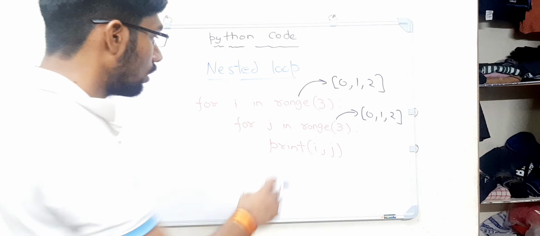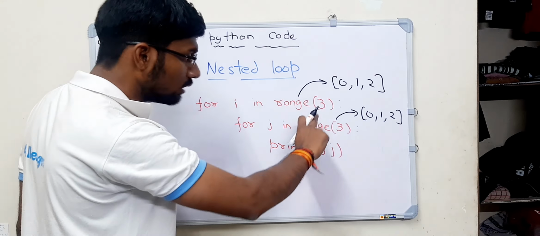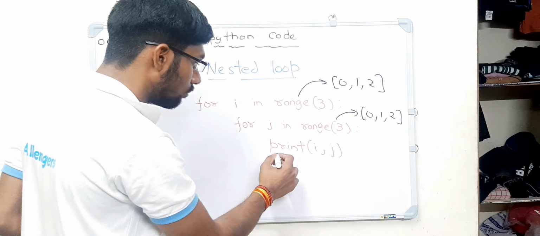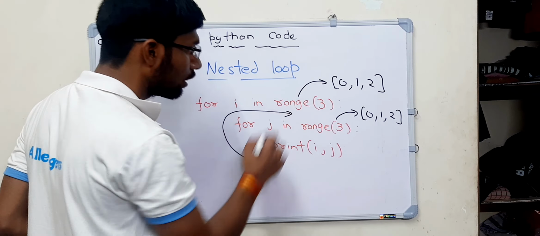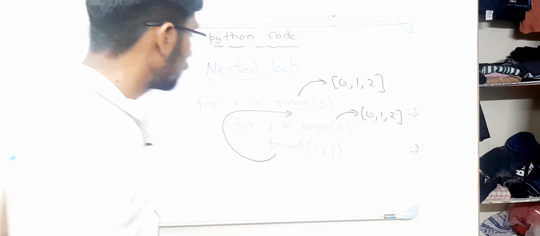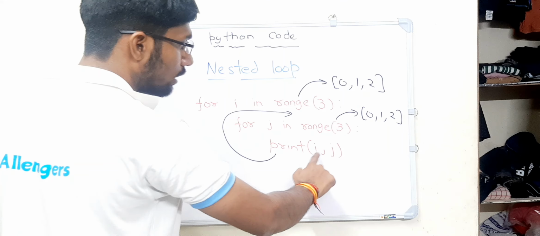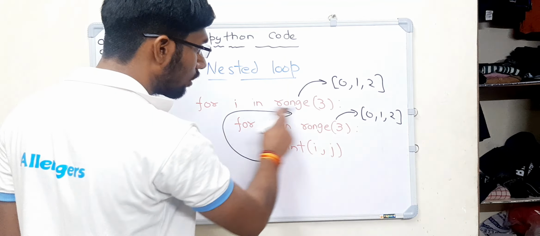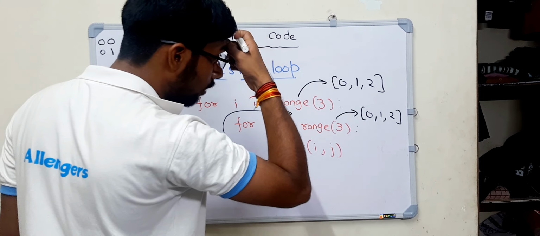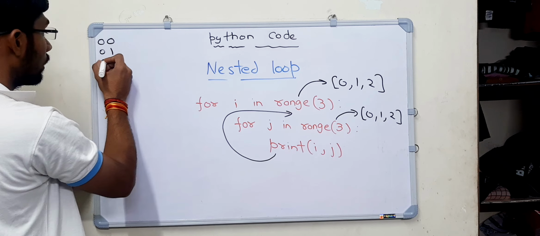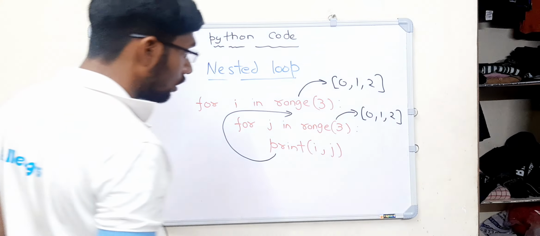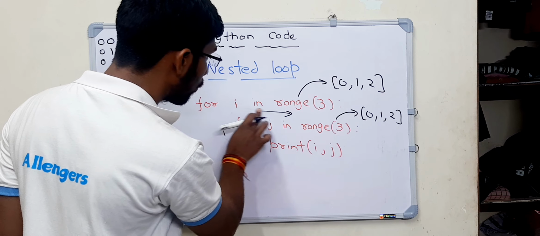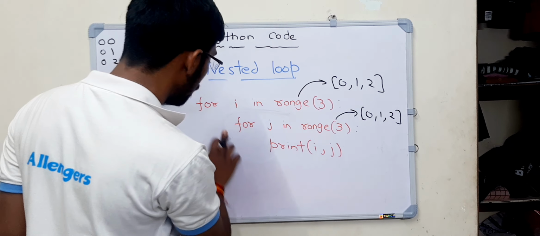Now this has to complete this inner loop. So my control will go here again. The j will take value 1 and it will print i comma j. So it will print 0, 1. So again control will go here. j will take value 2. So it will give 0, 2. Now after the completion of this inner loop, my control will go to the outer loop.